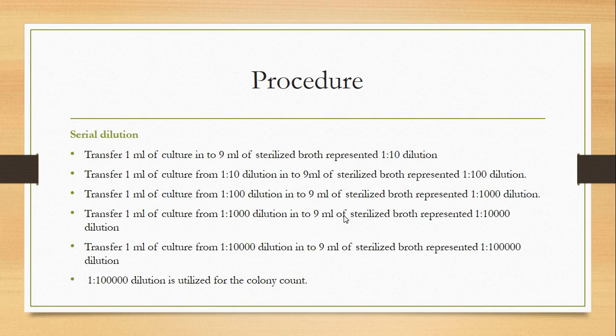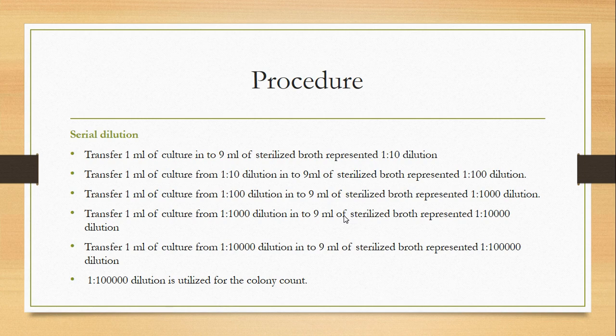The next step is the serial dilution. First of all, from the original culture, take 1 ml and add it to 9 ml of broth, representing 1 in 10 dilution. Transfer 1 ml of the 1:10 dilution to 9 ml of broth, representing 1:100 dilution.